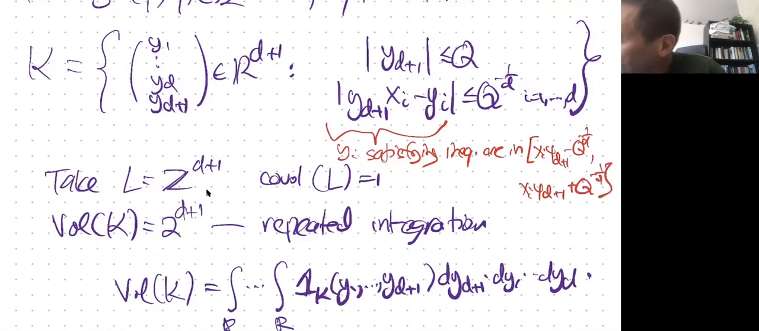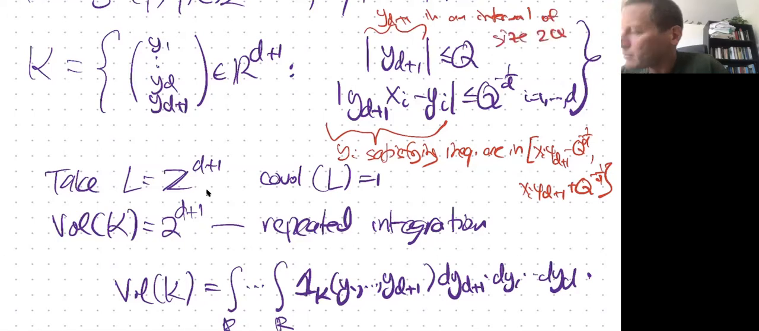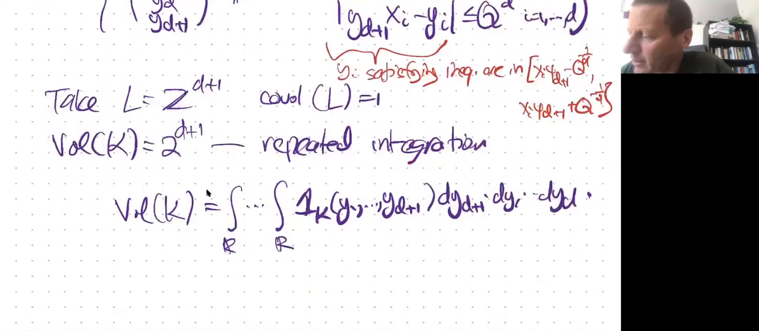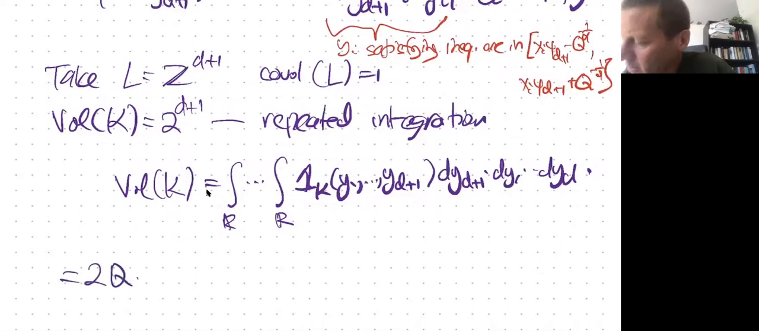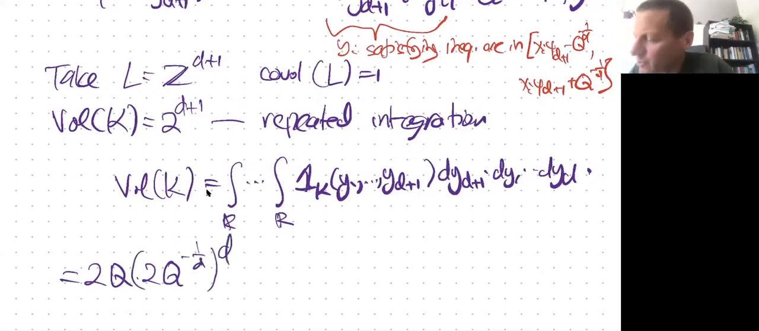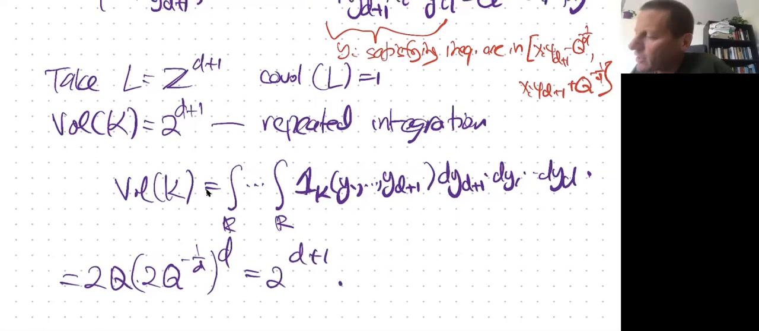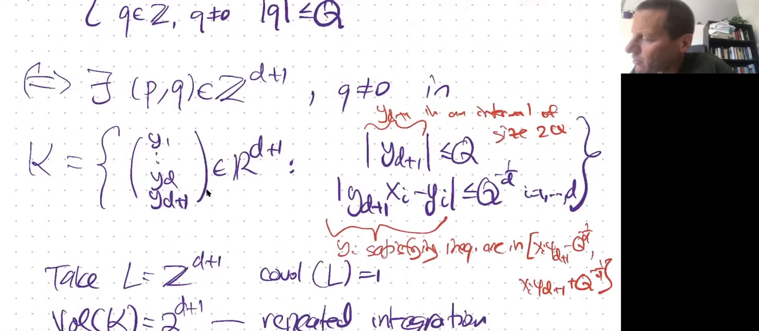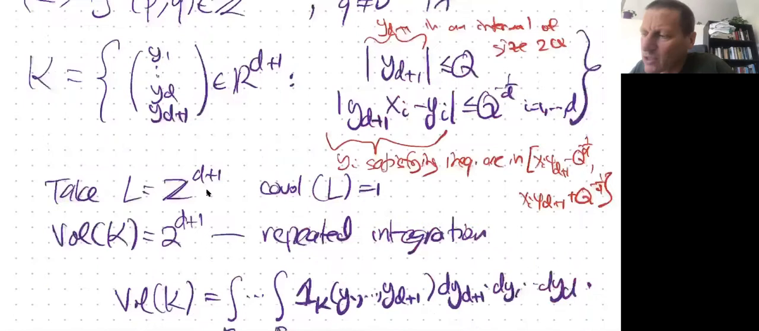So this is an interval of length 2 times q to the minus 1 over d, and y_b plus 1 in an interval of size 2q. So altogether, we get 2q times (2 times q to the minus 1 over d) to the d, which is exactly 2 to the d plus 1. Okay? The q's exactly cancel out. The bigger q is, the bigger this interval is, and the smaller these intervals are, and they exactly wash out. And so by Minkowski, there is such a solution.